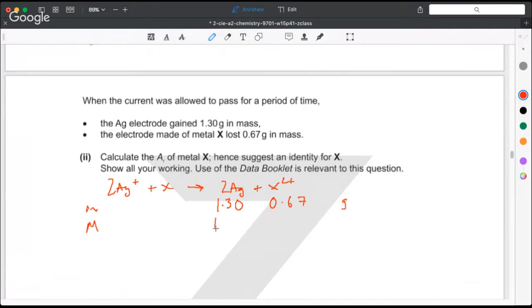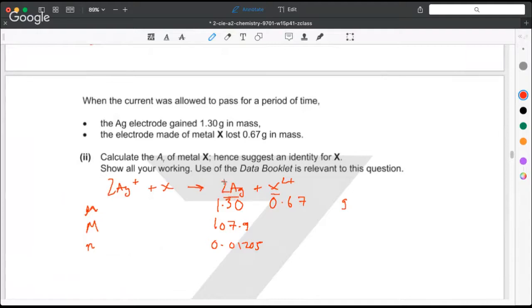Molar mass for silver is 107.9, and because you've got a mass and you've got a molar mass, you can work out the amount. That's the amount in moles. And so you've got 0.01205 moles of silver. And then you just have to check your stoichiometry here.